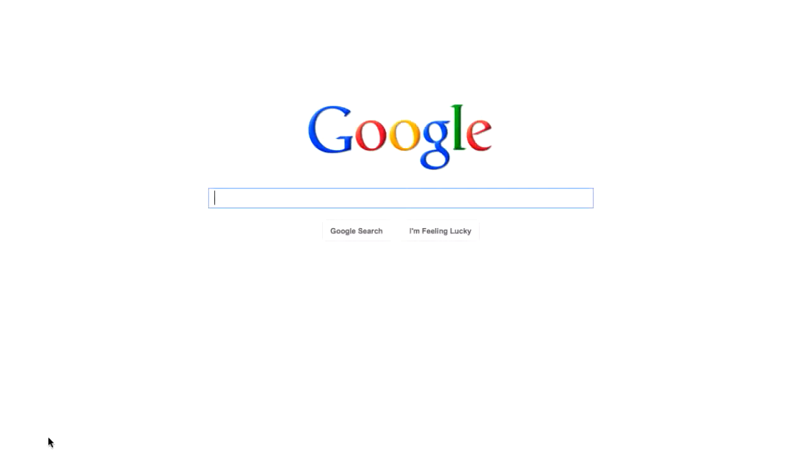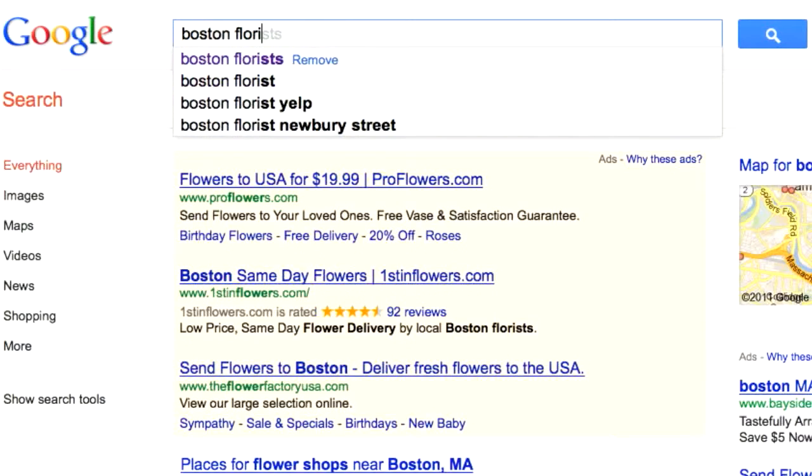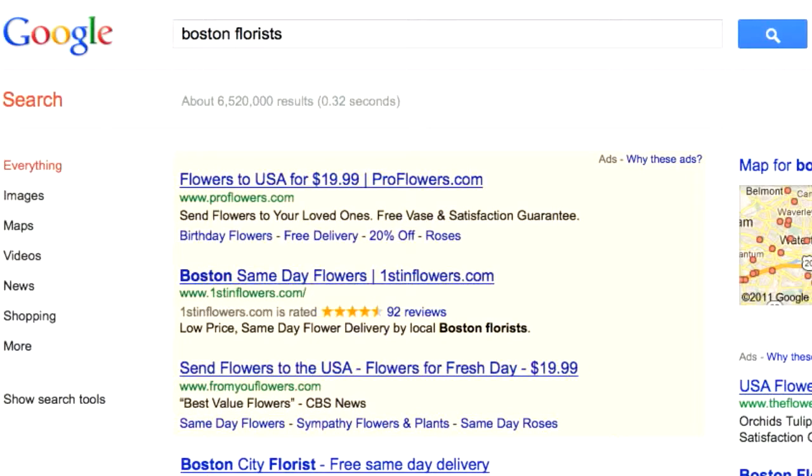Say you're a local florist in the Boston area, and of course you want people to find you when they search for Boston florists. Let's type in Boston florists and see what Google gives us. Now one can ignore these featured ads for the moment. Those are only there because those businesses paid good money to rent Google ad space.